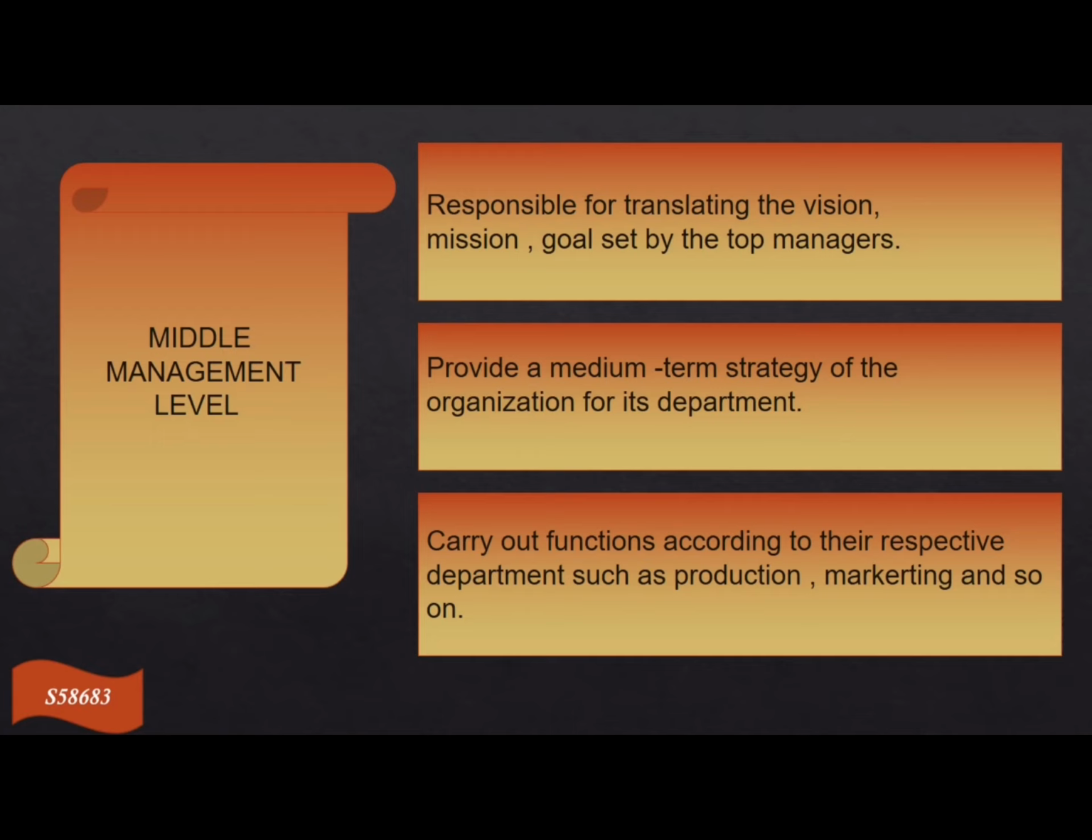The middle management level is responsible for translating the mission and goals set by the top manager. Intermediate managers need to provide the organization's medium-term strategy for the department. Mid-managers need to carry out action according to their respective departments. The mid-management should lead the lower managers' plan.